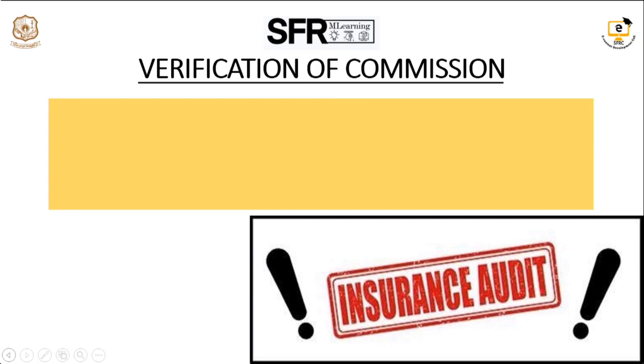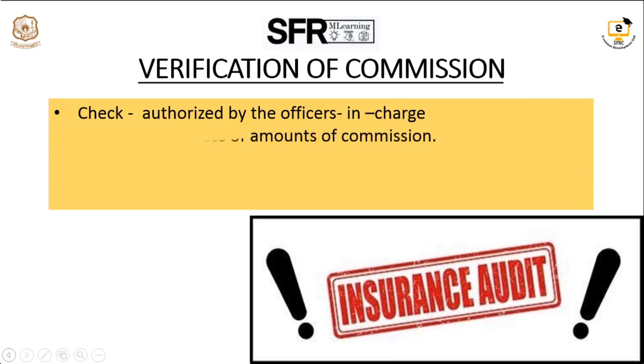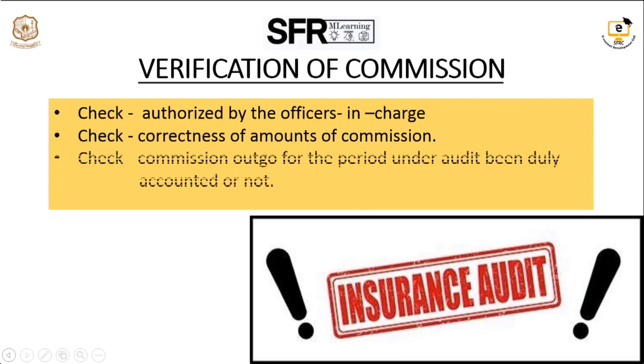The remuneration of an agent is paid by way of commission, which is calculated by applying a percentage to the premium collected by him. Commission is payable to the agents for the business procured and is debited to the commission account on the direct business account. The insurance business is solicited by the insurance agent.